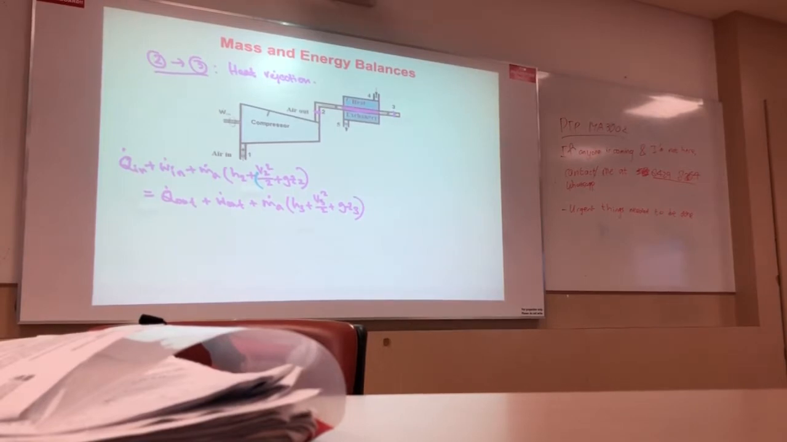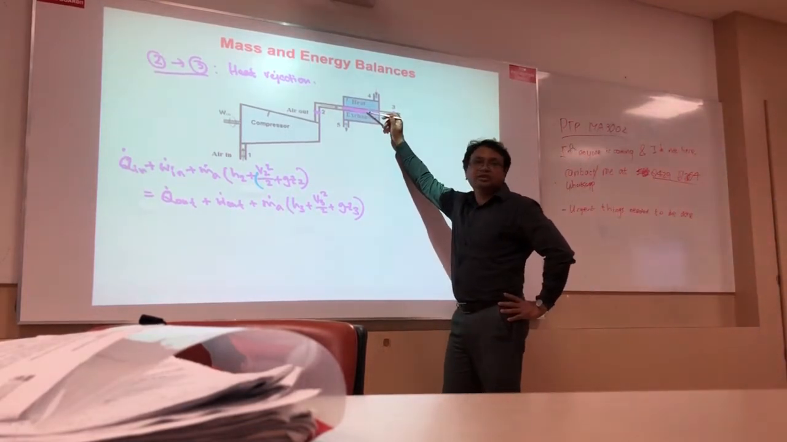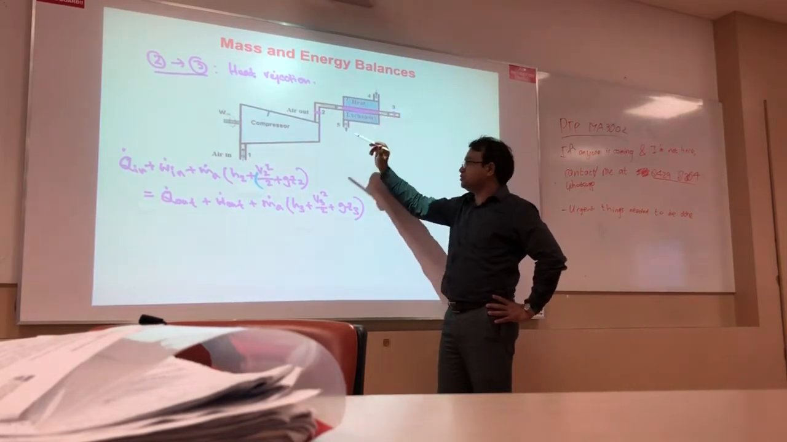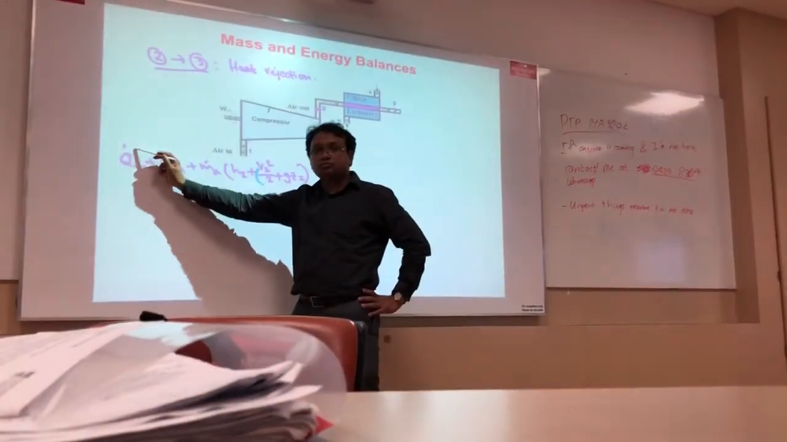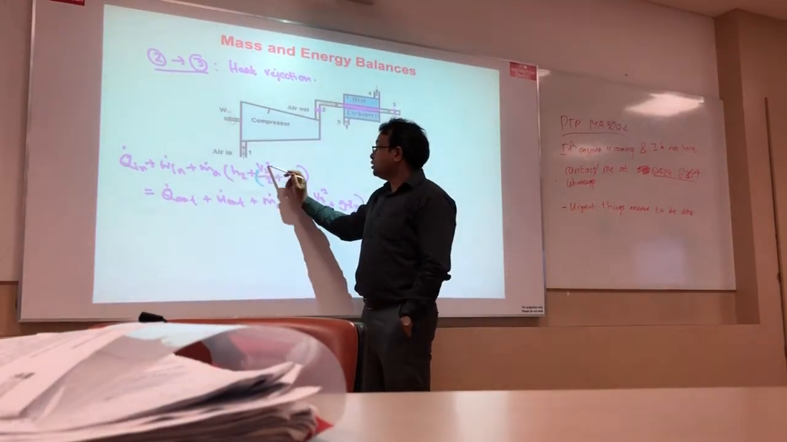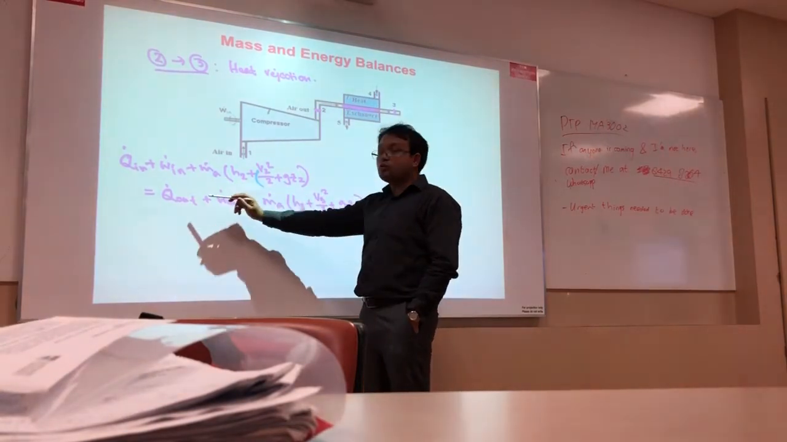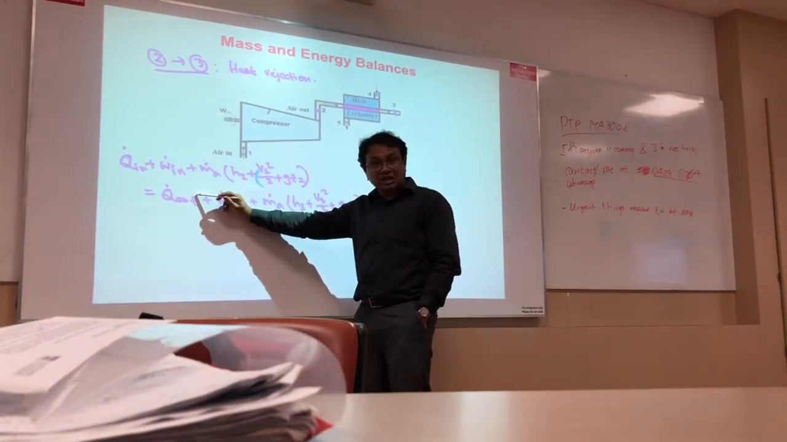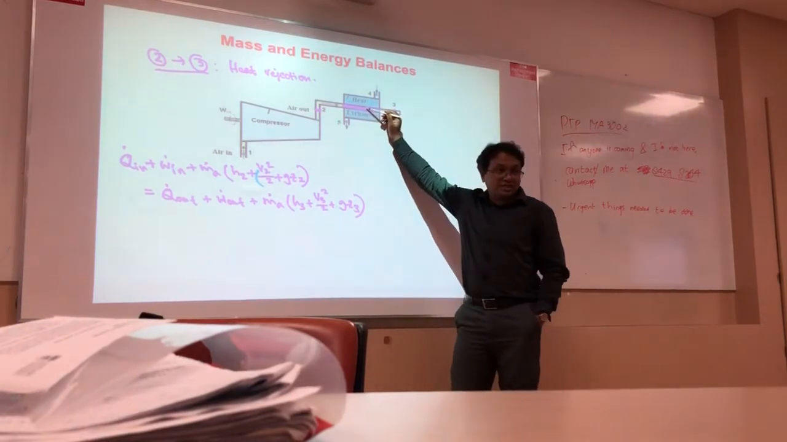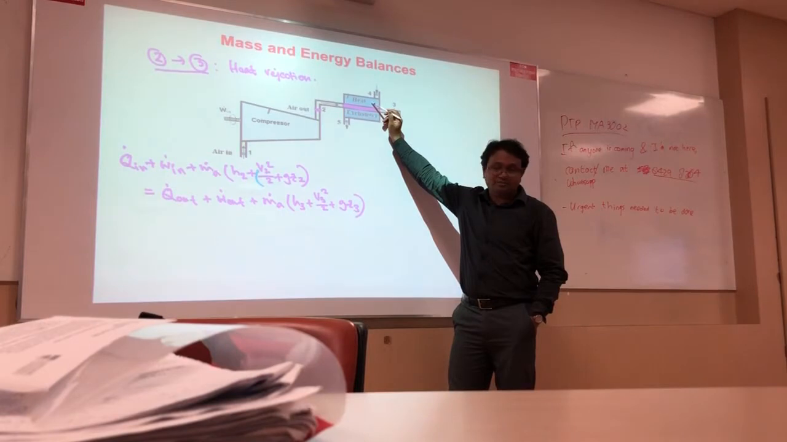Now is Q in there? Yes or no? You look at the pink color. Does this guy get any Q in from others? No, right? This is 0. W in is 0. It never produces any power. Change in kinetic and potential energy is 0 according to the question, check. So is Q out present or not? Yes, because this guy loses heat from here to the surroundings. So Q out is present. Good.